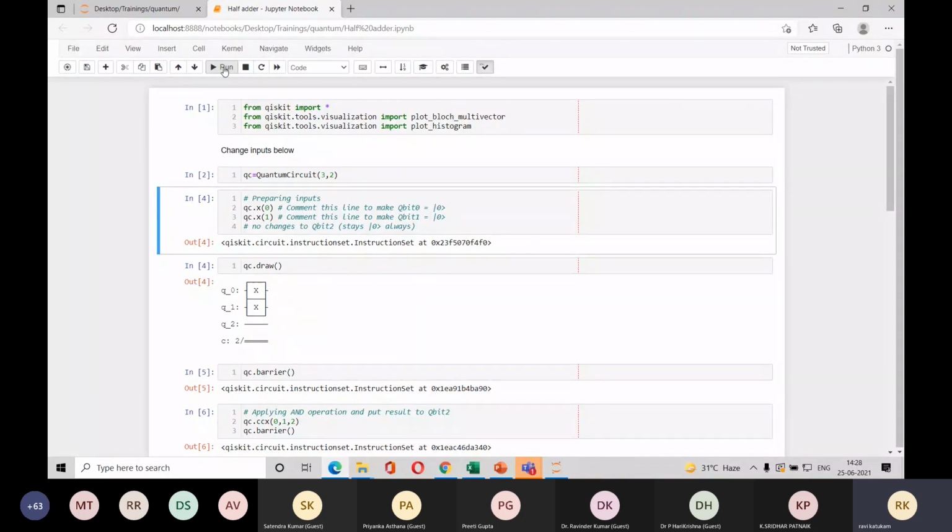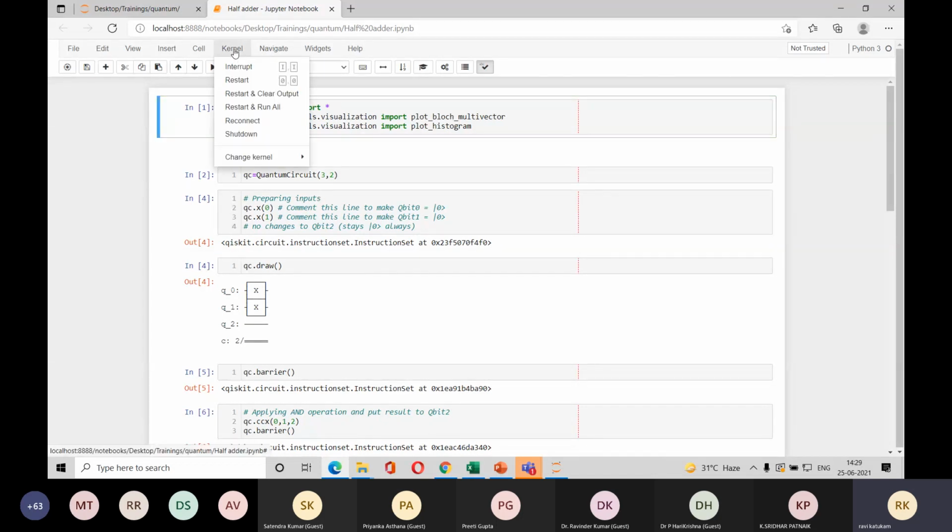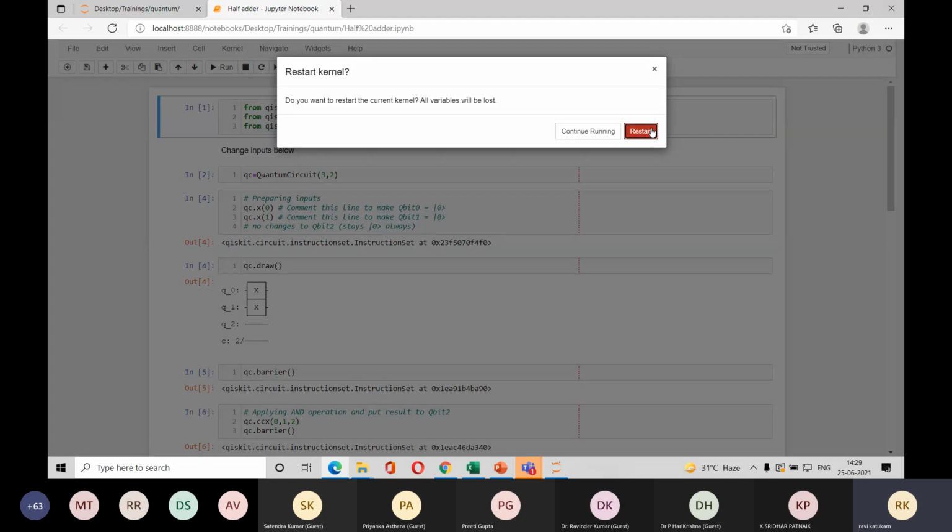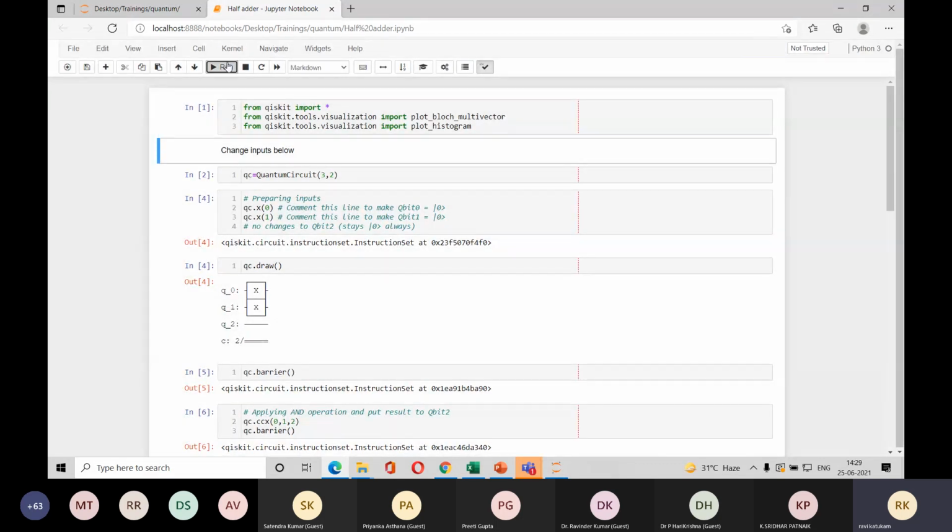Okay, so we started with defining a circuit with 3 qubits and 2 classical bits. You can have 3 classical bits also, but for us we are interested in reading 2 outputs. In between you are not interested in one of these qubits, so that's why we choose only 2 classical bits. And this is cell number 3 where you are provisioning an input. The input can be altered by applying a NOT gate on the 0th qubit or a NOT gate on the 1st qubit. So this is how you will get various permutations and combinations of the input.